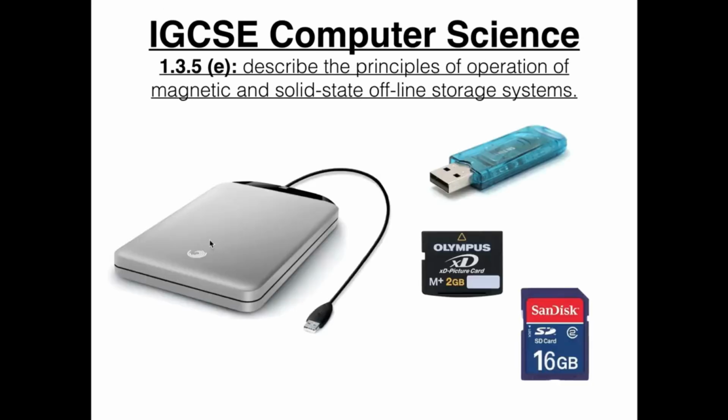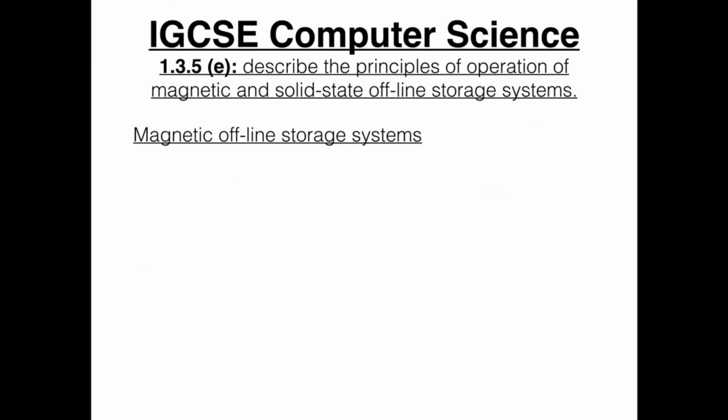We have magnetic here, the hard drive, and we have solid state here, the thumb drive, the XD card, and the SD card. So we're going to see how they work. Obviously, solid state's going to be a bit longer than magnetic, because for magnetic we're only looking at one device, and for solid state we're looking at three. Just keep that in mind.